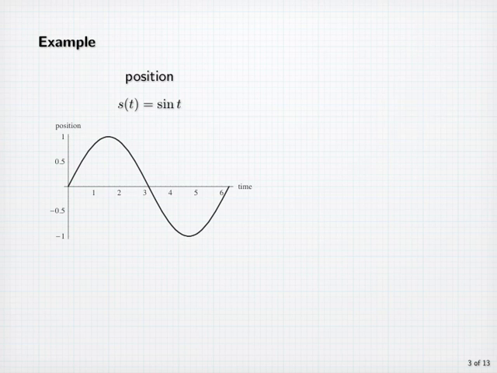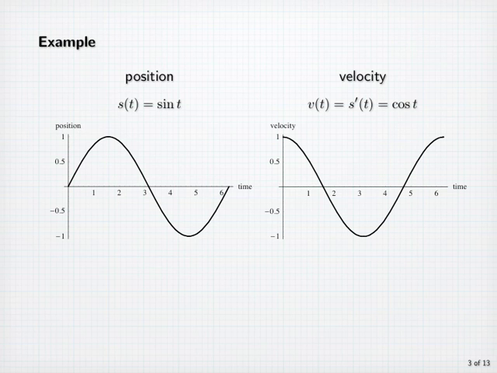Another example. Suppose we have the position function s of t equals sine of t. Here's the graph of sine of t over the interval from 0 to 2 pi. The velocity then, v of t equals s prime of t equals cosine of t.